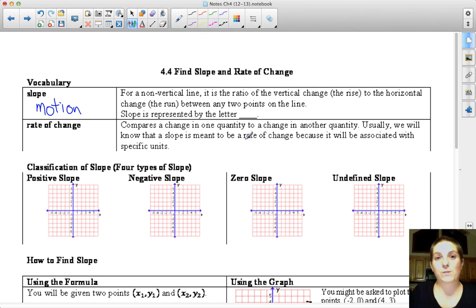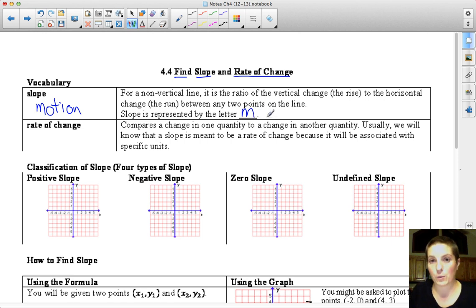Alright, so our next video is over section 4.4, which is about finding slope and rate of change. The first thing I would like to point out is that the word slope should be tied to motion in your head. How does our line move? How does it change? The formal definition is, for a non-vertical line, it is the ratio of the vertical change, the rise, to the horizontal change, the run, between any 2 points on the line. We always represent slope with the letter M.